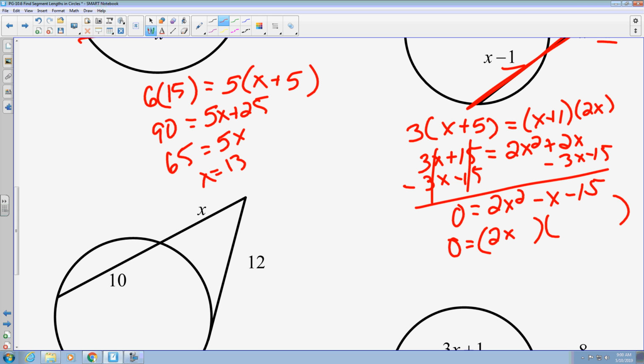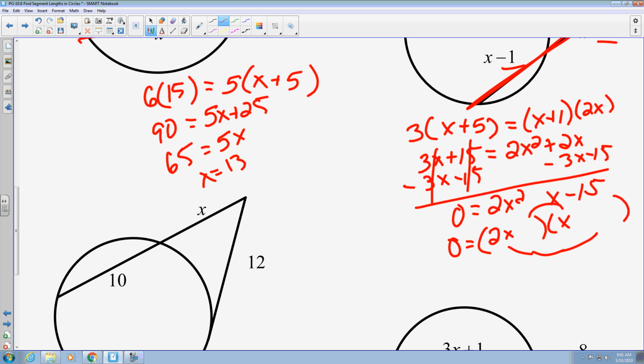So 2 is a prime number, so I know it's going to be 2x and x. I know the signs are going to be different, but I can't tell which one's going to be plus or minus quite yet. All I know is that the product of these two values plus the product of these two values is going to give me a -1, and these two values here and here are going to give me 15, more specifically -15. So let's see what we can come up with.